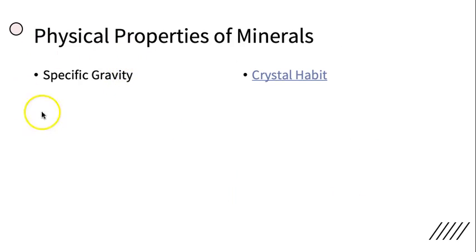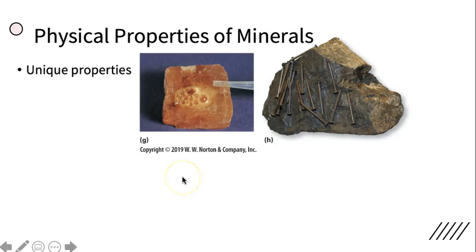Specific gravity is a measure of a mineral's density relative to the density of water, while crystal habit refers to the shape a mineral crystal takes according to the geometry of the atomic arrangement of the atoms when allowed to grow freely. Unique properties, or special properties as are also called, are characteristics that are uncommon and therefore can be diagnostic. A few examples are reaction with acid. Here we see a sample of calcite reacting with hydrochloric acid.